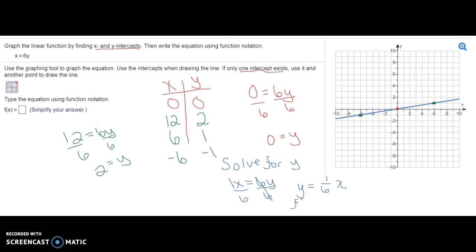And to use function notation, you just change the y to f of x. So it's f of x equals 1/6 x, which is your slope. So your intercept's 0 and your slope is up 1/6. So there's your f of x equation.